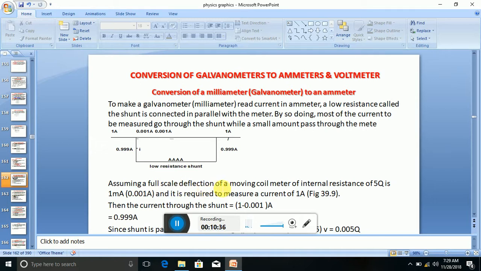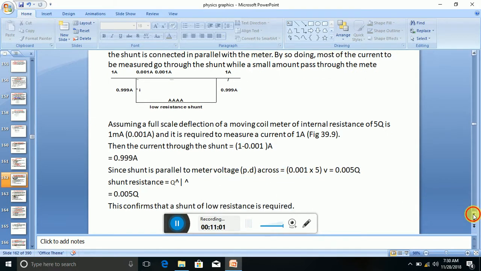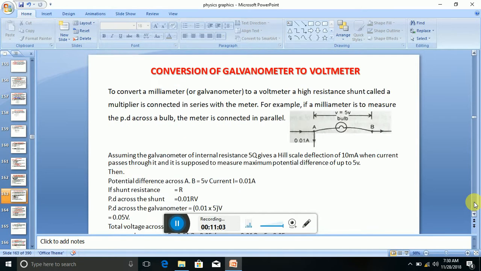Assuming a full scale deflection of a moving coil ammeter of internal resistance, this is this, and it is required to measure a current of this. Then the current passing through the shunt is I minus this. So most current passes through the shunt, and the shunt is in parallel with the meter. So I have this calculated, which we'll do in much more detail in the next class.